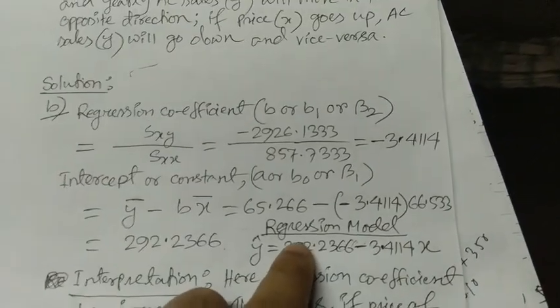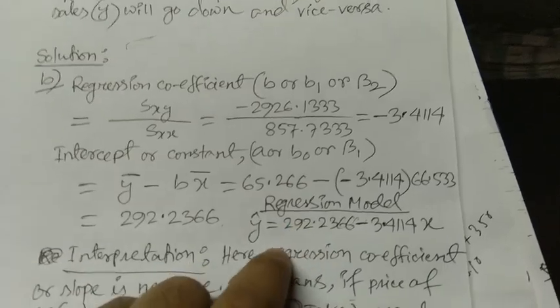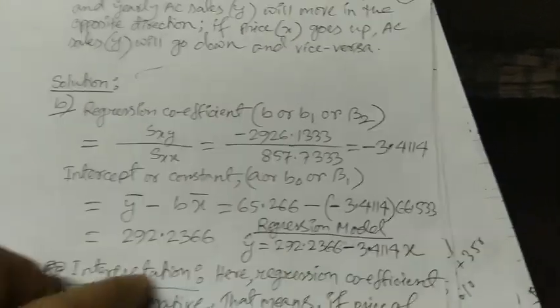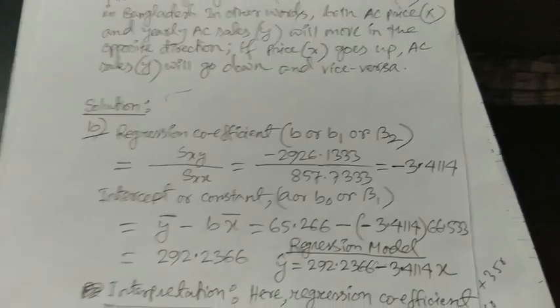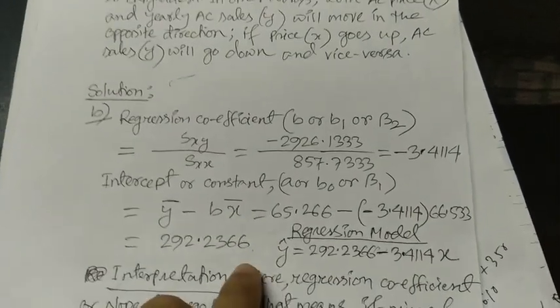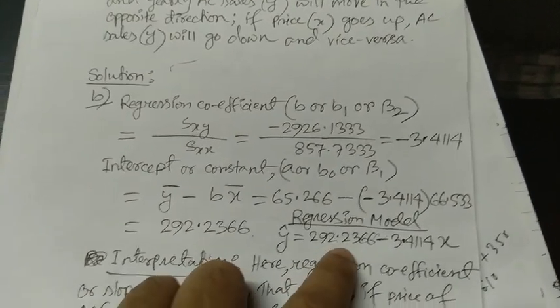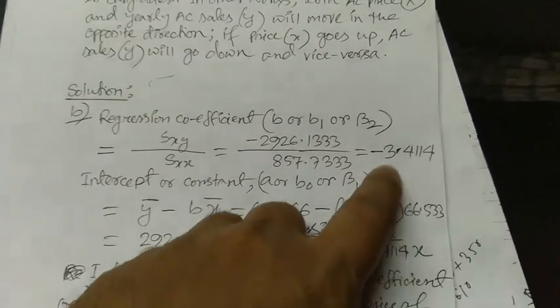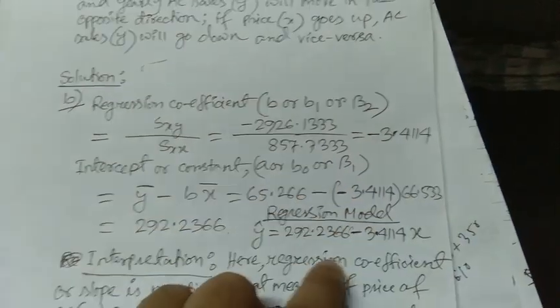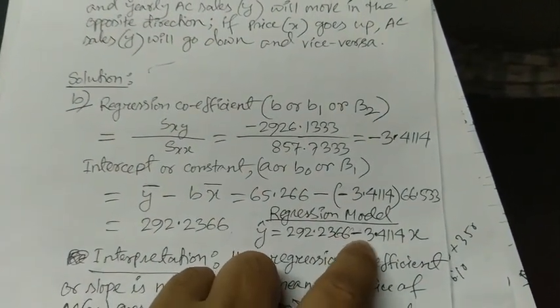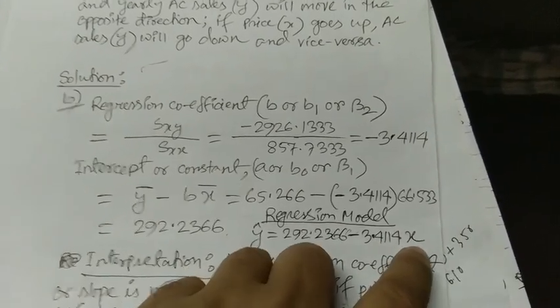Now we will develop the regression model. The regression model y hat is equal to a plus bx. Here a is 292.2366 and b is minus 3.4114. So a plus bx means a, and then the value of b, minus 3.4114, into x.